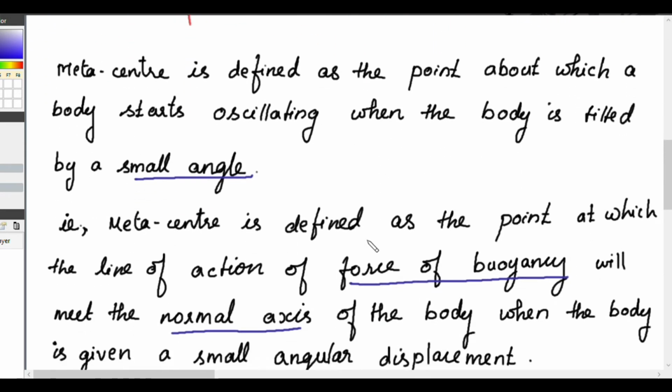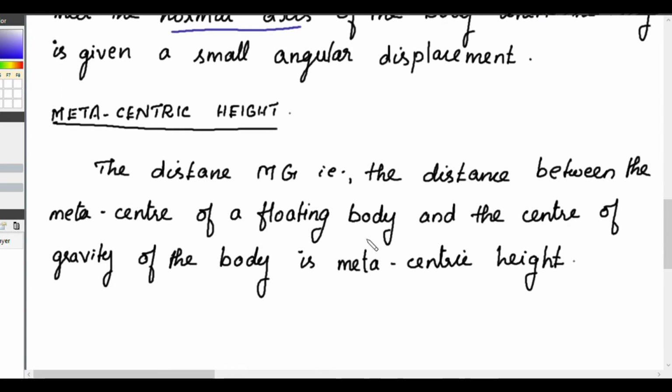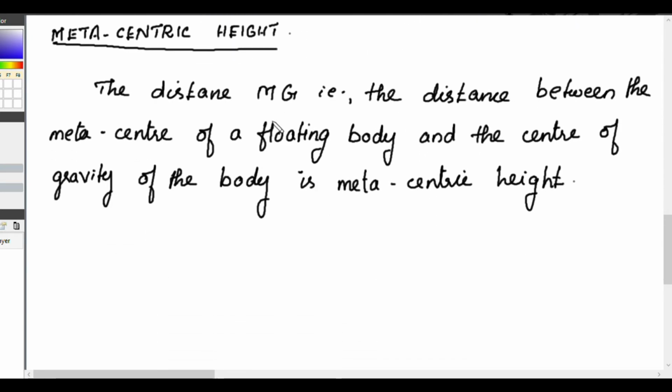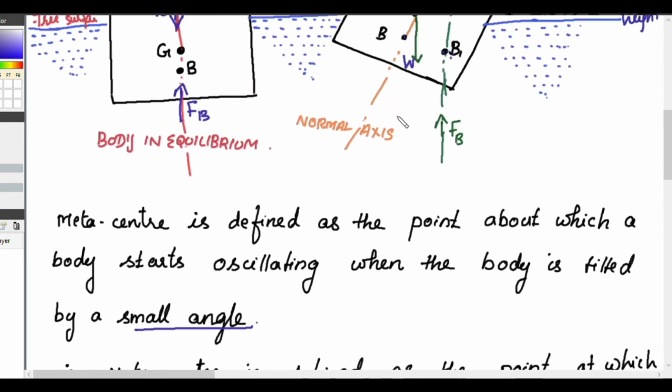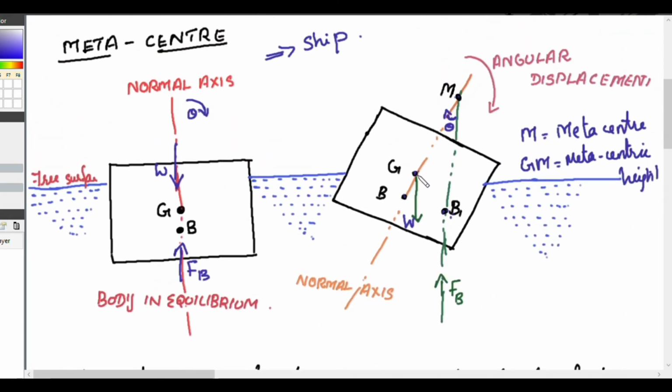Now, we will see what is metacentric height. We have seen it as the distance MG, or GM, that is the distance between the metacenter of the floating body and the center of gravity of the body. This is called the metacentric height. So G is the center of gravity, M is the metacenter, and the distance GM is called metacentric height.